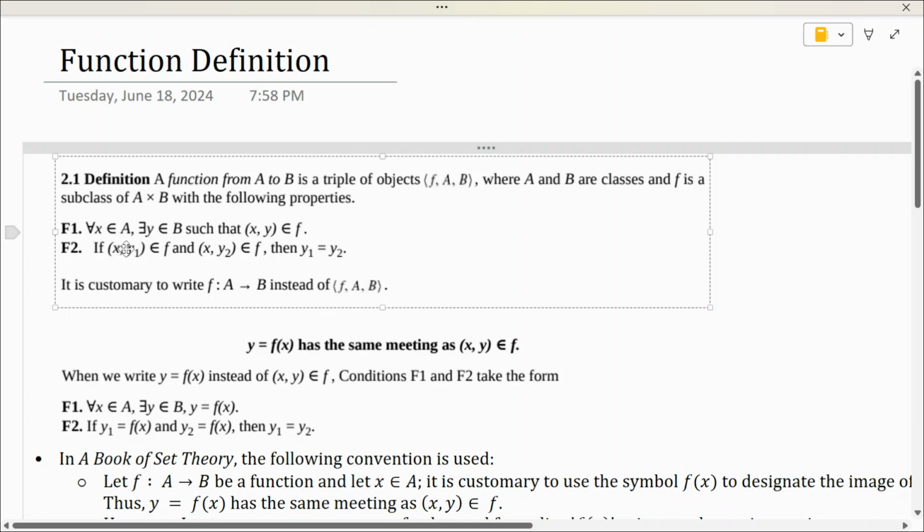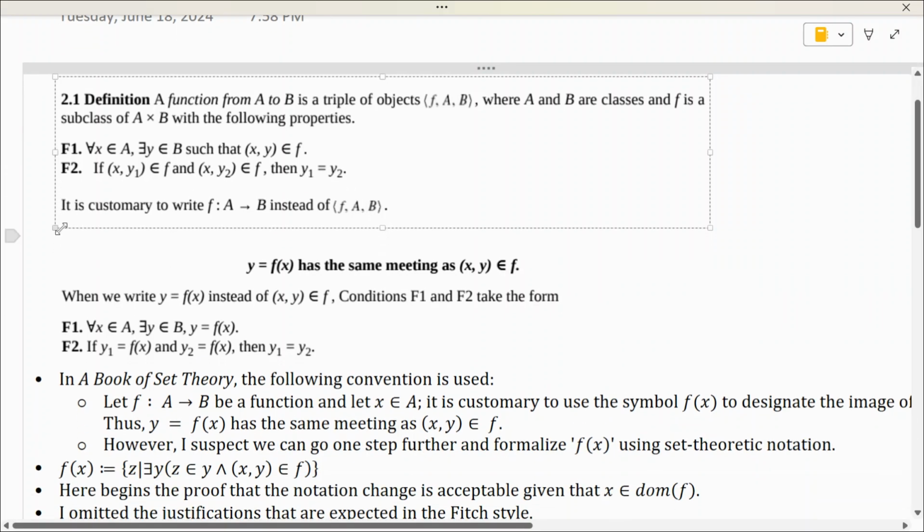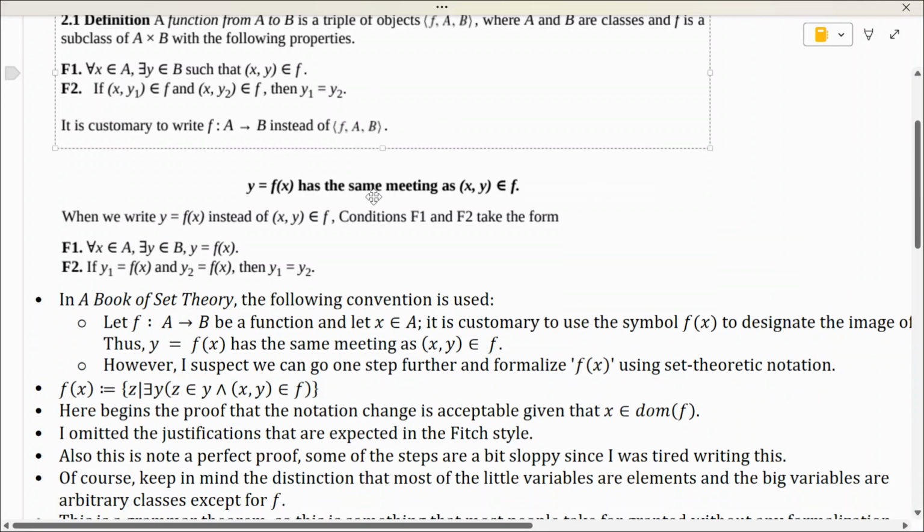The second property is if x comma y sub 1 is in F and x comma y sub 2 is in F, then y sub 1 is equal to y sub 2. This is just by definition of a function. We also see here that it is customary to write f colon A right arrow B instead of the triple. I opt to use the triple.